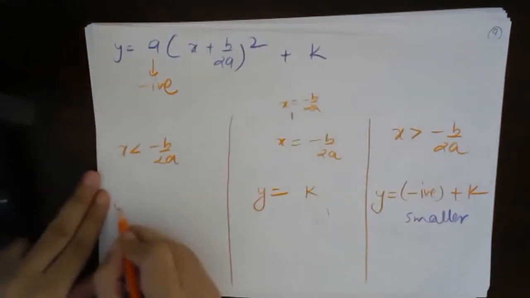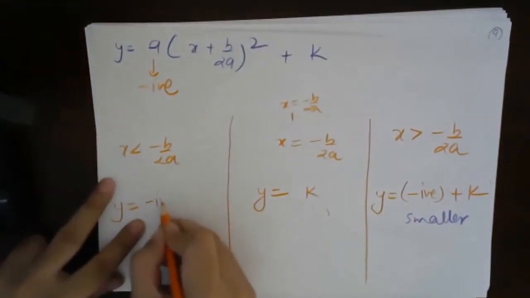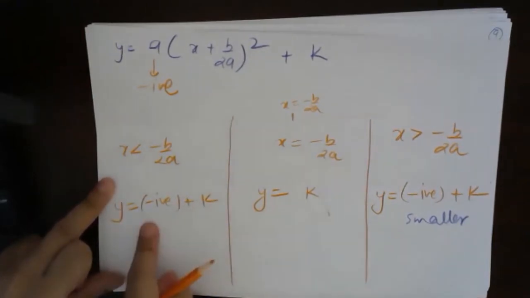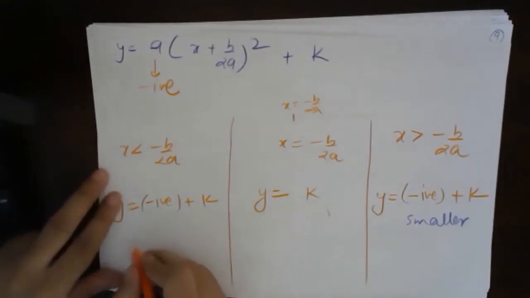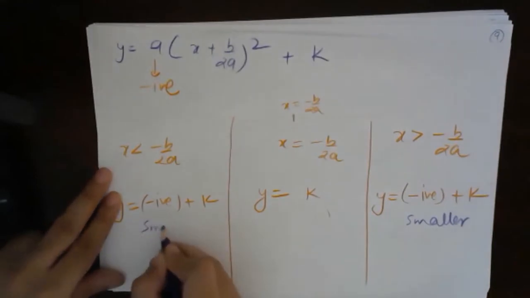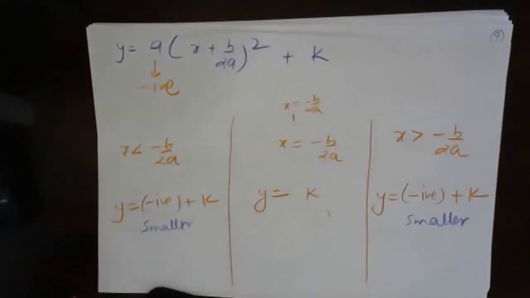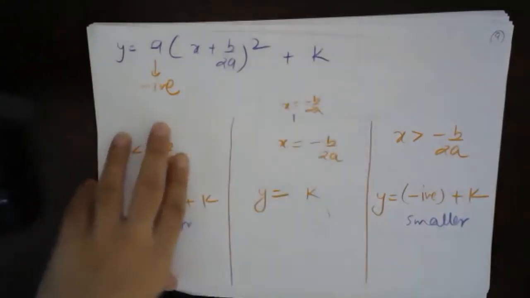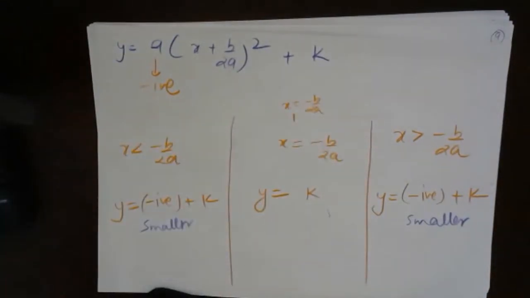So what is the value of y? y will become negative plus k. So which is smaller? This one or this one? Obviously the first one. So that means this one is again smaller. Understood? Fine. So that means if I move on the right side of minus b by 2a, I'm getting a smaller value. If I move on the left side of minus b by 2a, I'm getting negative.